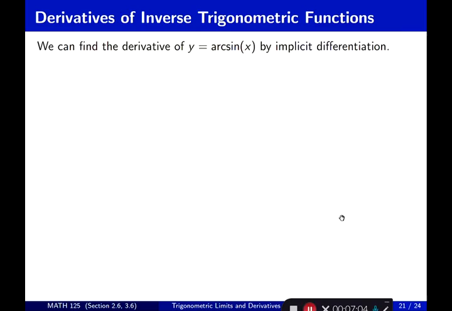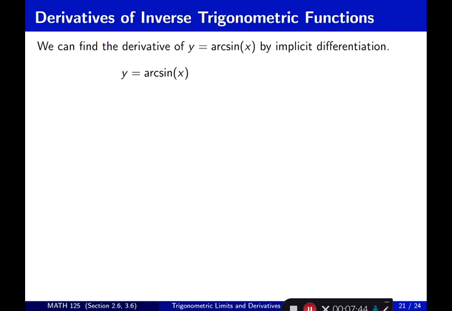Now let's get to the derivative of inverse trigonometric functions. I cannot emphasize enough memorizing these. They come back repeatedly in calculus 2. So we can find the derivative of y equal to arcsine of x by implicit differentiation. So we derive one of them, but memorize all the formulas, and you can, for fun, derive all the other ones also. So let's start with y equal to arcsine of x.